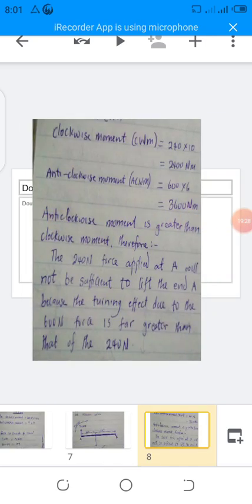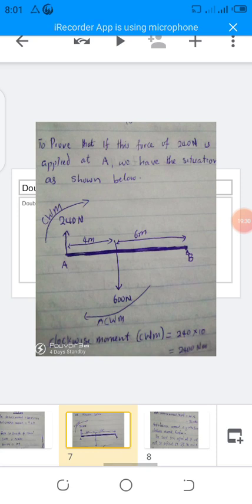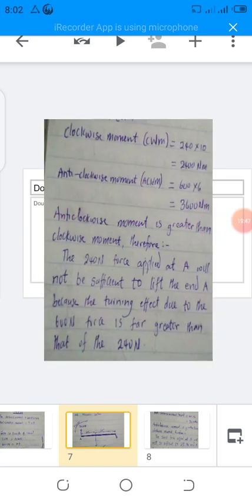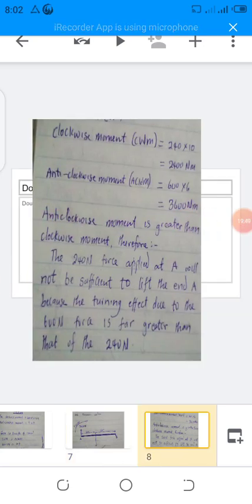Anti-clockwise moment now is the 600 Newton times the distance of 600 Newton from support B. And the distance of 600 Newton from support B is 6 meters. So therefore, the anti-clockwise moment will be 600 Newton, which is the force, times the 6, which is the distance. So our answer there is 3,600 Newton meter.